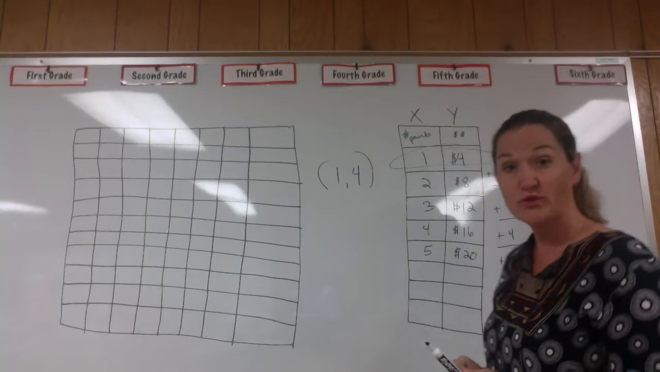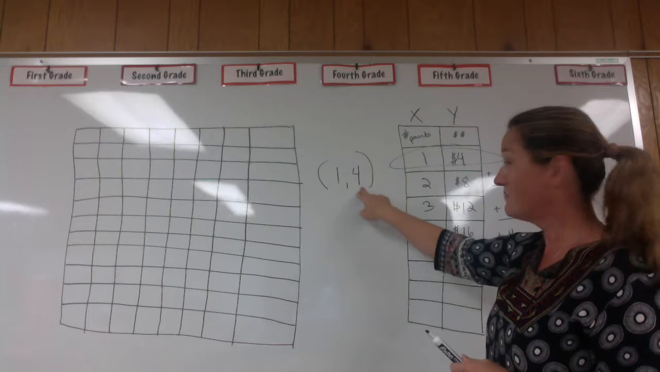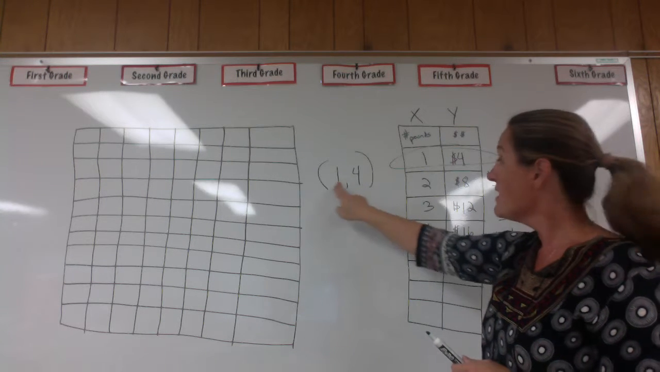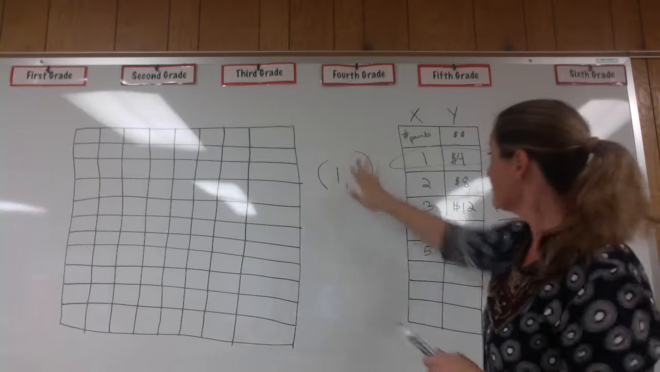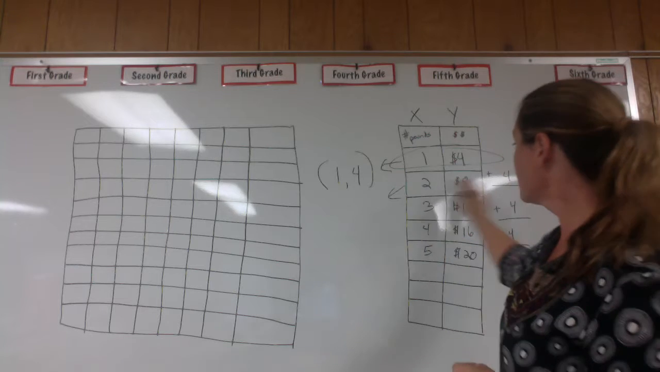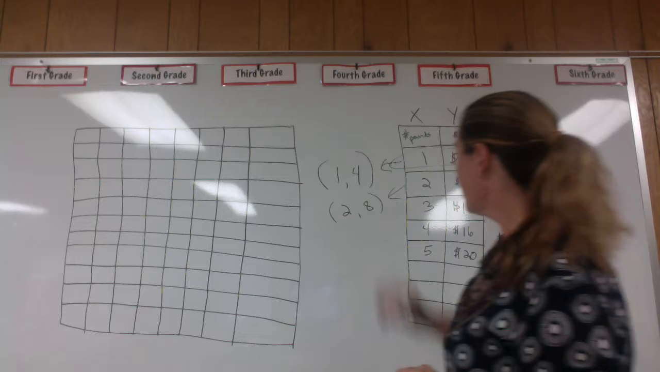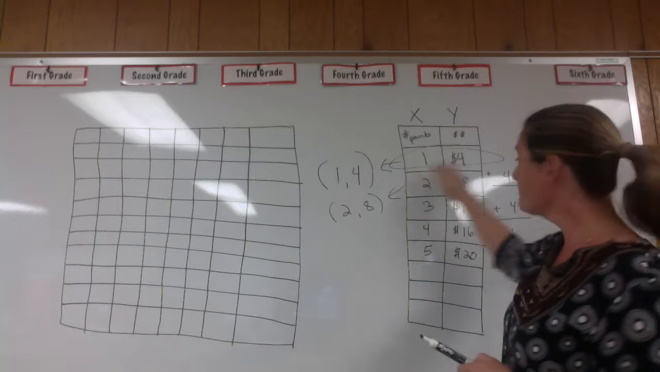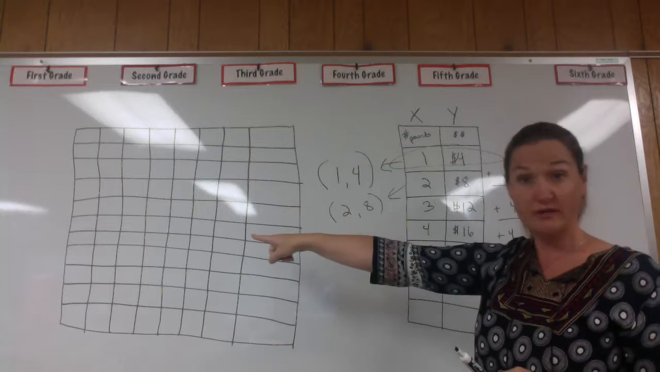Okay. This is what an ordered pair looks like. It is your x, comma, followed by your y. X, y, and then you always put it in parentheses. So this is my ordered pair for this first situation. My ordered pair for the second one, if I buy 2 pounds, is going to be 2, 8. So all I'm doing is taking this information, turning it into ordered pairs, and then I'm going to go over here and graph it.